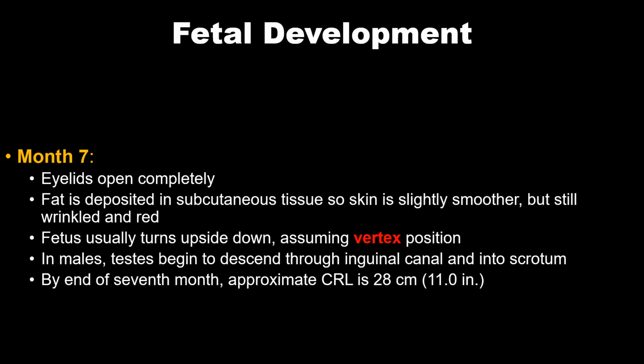In month 7, the eyelids open completely. Fat is deposited into subcutaneous tissue, so the skin is slightly smoother but still very wrinkled and very red. The fetus usually turns upside down, assuming the vertex position. In males, the testes begin to descend through the inguinal canal and into the scrotum, and by the end of the 7th month, the approximate crown rump length is 28 centimeters.